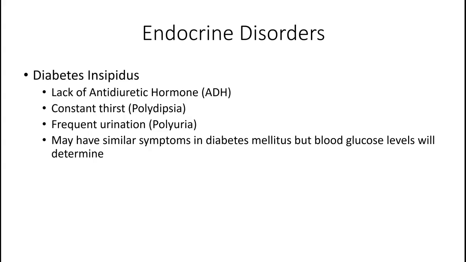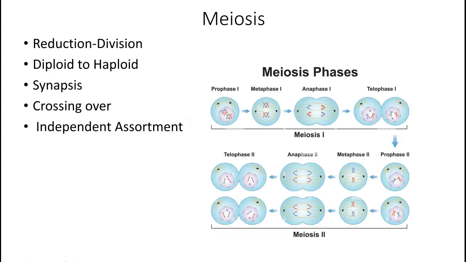So it may appear as diabetes mellitus, but a quick check of their blood glucose levels can tell us whether it's diabetes mellitus or diabetes insipidus. If their blood glucose levels are fine, then we might suspect diabetes insipidus instead, and we might want to investigate the levels of antidiuretic hormone. So that was another disorder that has to do with that fluid balance. And that's why they both have that first term as diabetes. All right, so that was the endocrine system.